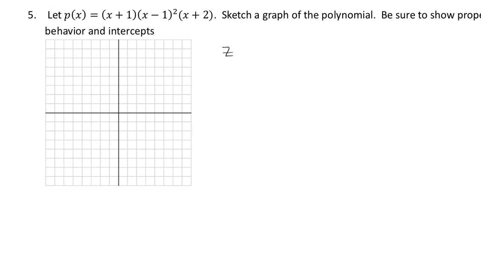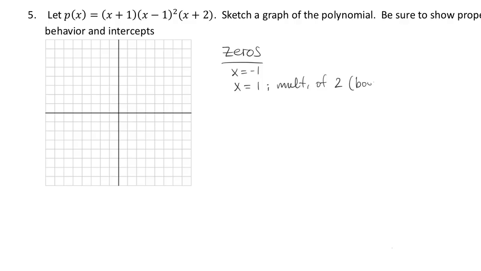We need to know the zeros. Those are the x-intercepts. The x-intercepts are going to come directly from the factors here. It's already in factored form. So we're going to have a zero of x equals -1. We're going to have a zero of x equals 1. This has a multiplicity of 2. So x equals 1 has a multiplicity of 2.